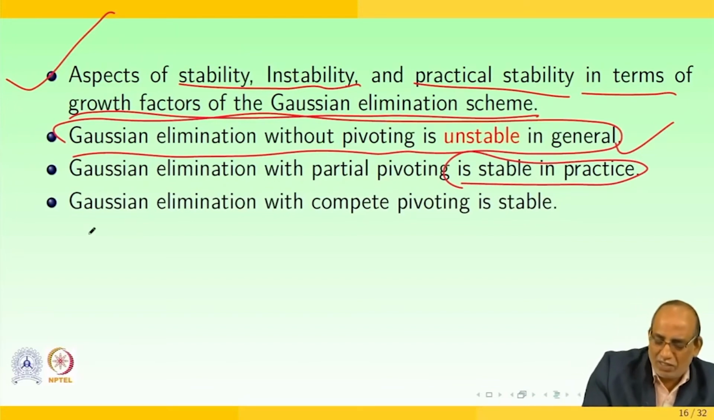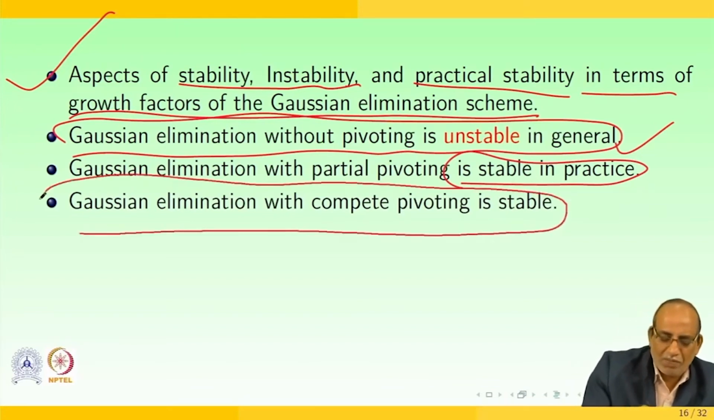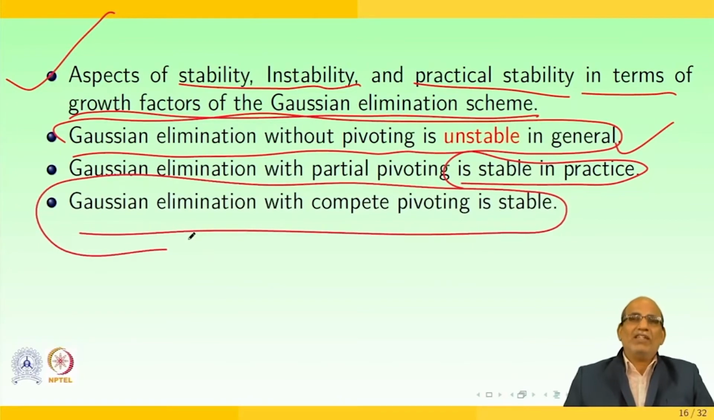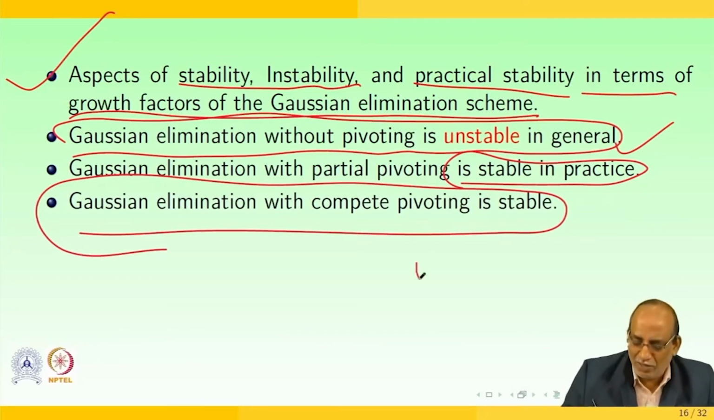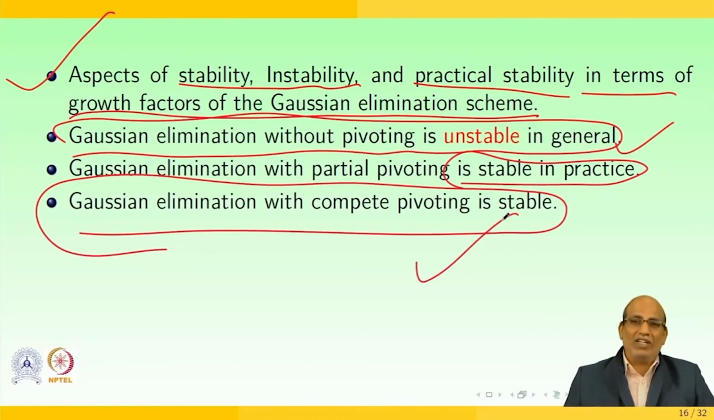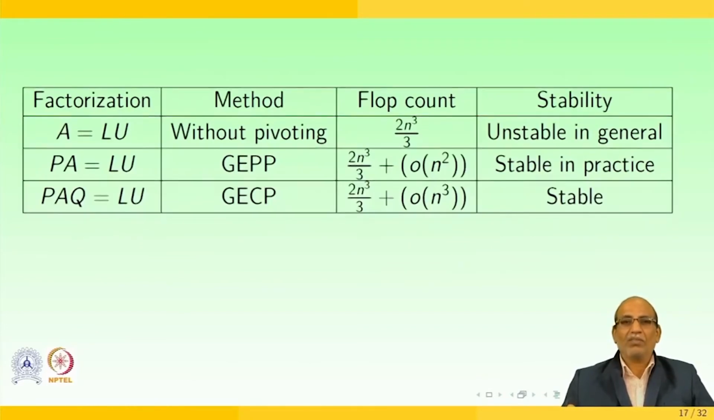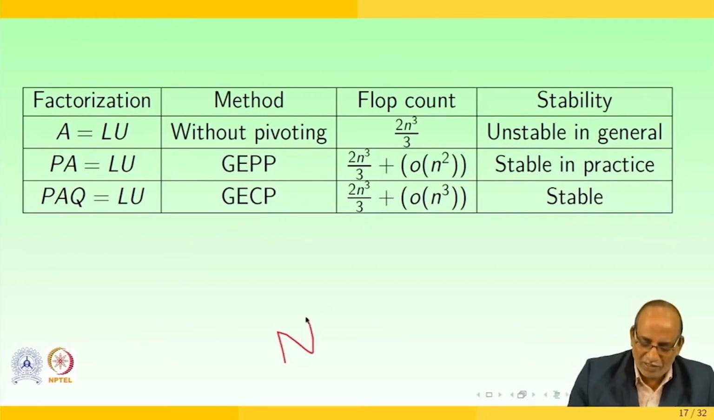Gaussian elimination with complete pivoting is stable. Complete pivoting means we handle both rows as well as columns. So essentially the conclusion is Gaussian elimination with partial pivoting will lead to a stable algorithm, which is the desirable process.